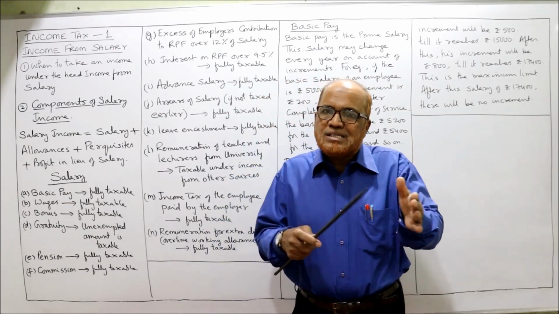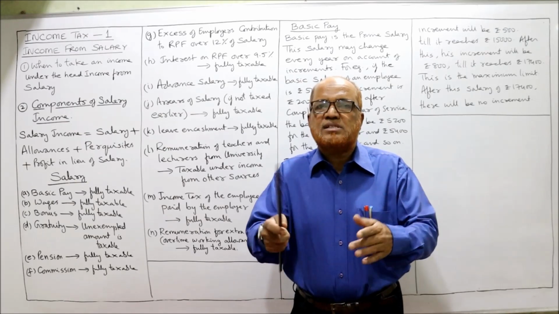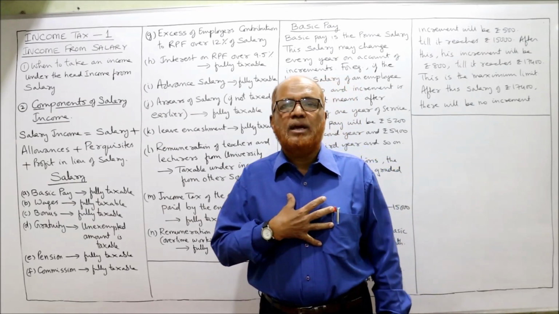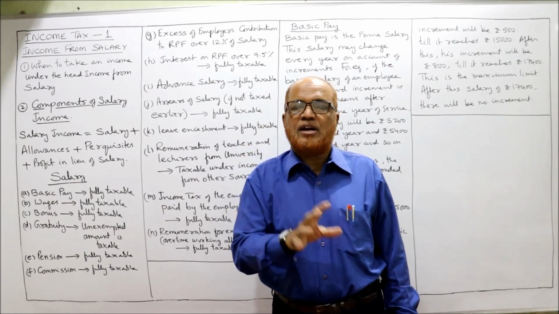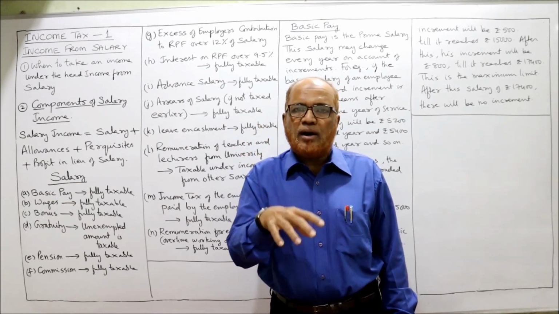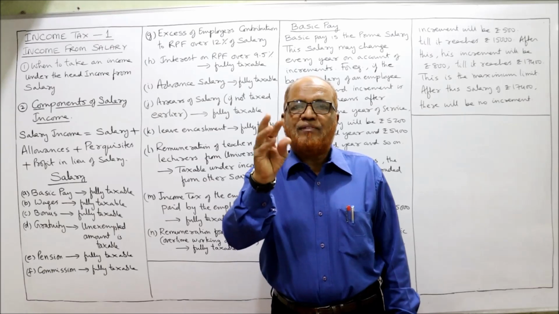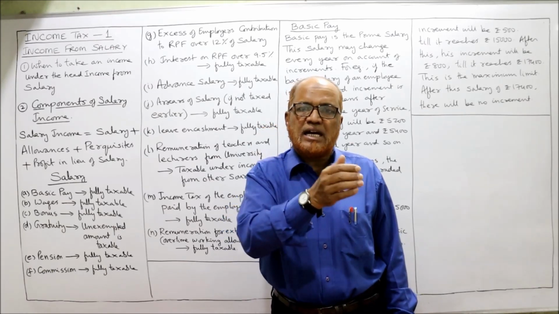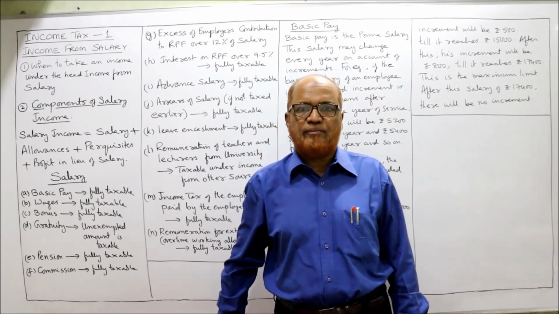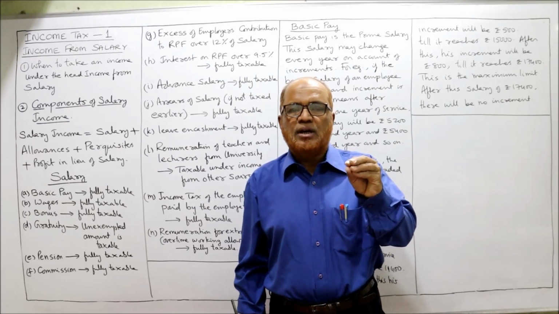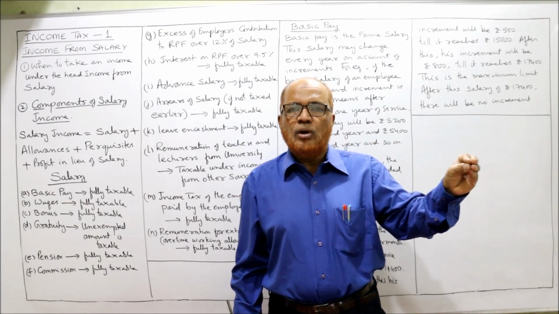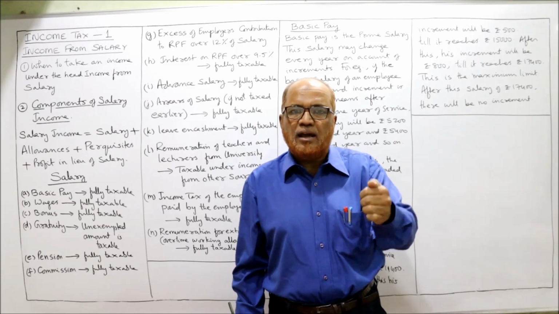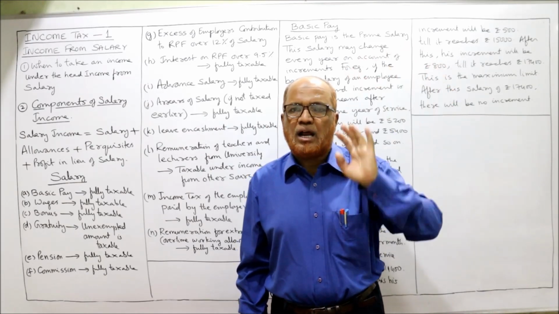So the employee's contribution to RPF is his savings. For example, I am the employee in XYZ company. In XYZ company there is an RPF, recognized provident fund. Accordingly, monthly 10% from my salary is deducted and deposited in RPF. Suppose my salary is 50,000. 10% of 50,000 is 5,000. So the employer will deduct 5,000 from my salary and deposit it in RPF.